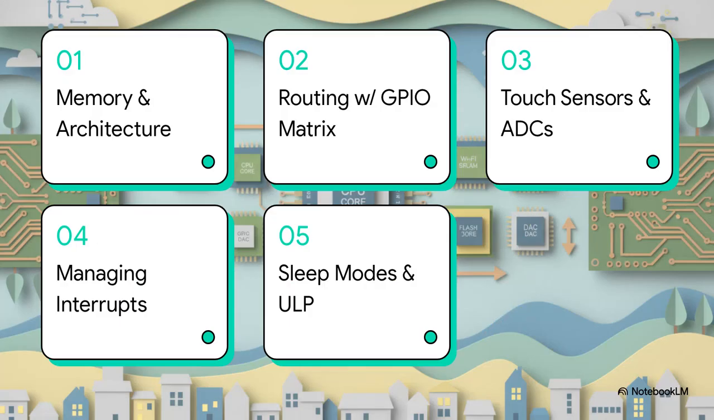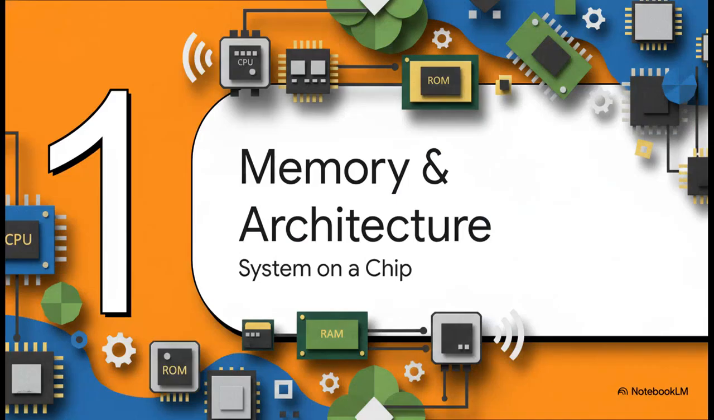So, here's our roadmap for today. We'll be taking a bottom-up tour, covering the ESP32 memory and architecture, routing with the GPIO matrix, touch sensors and ADCs, managing peripheral interrupts, and finally, we'll wrap up with sleep modes and the ULP. All right, Section 1, ESP32 Memory and Architecture.